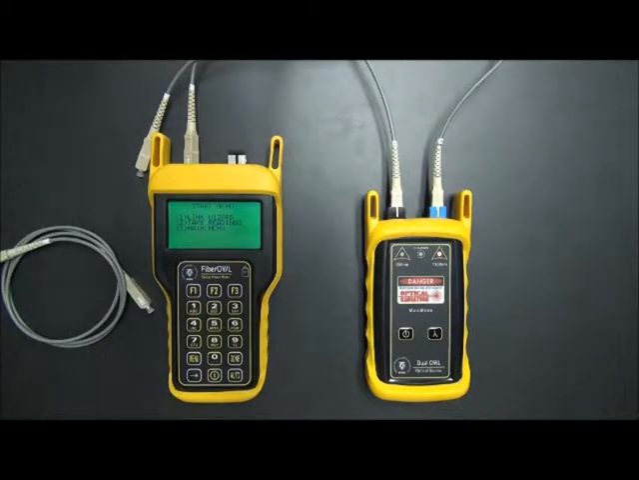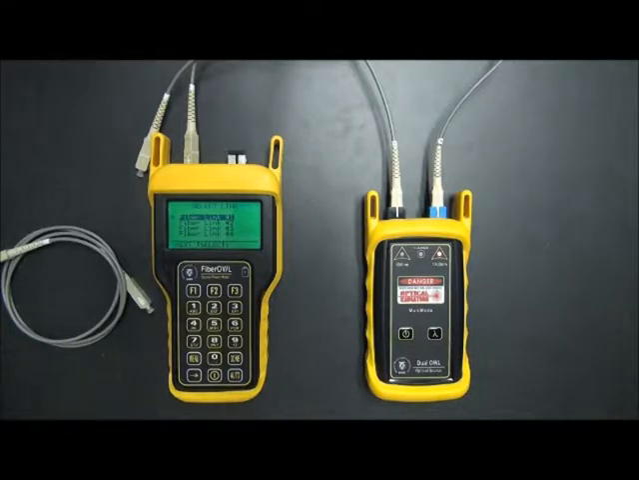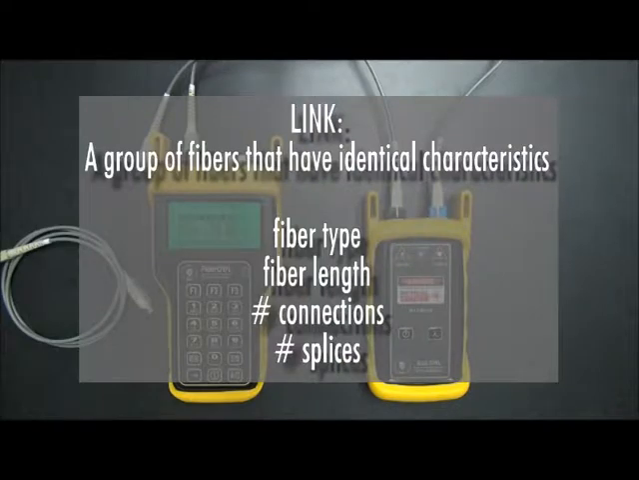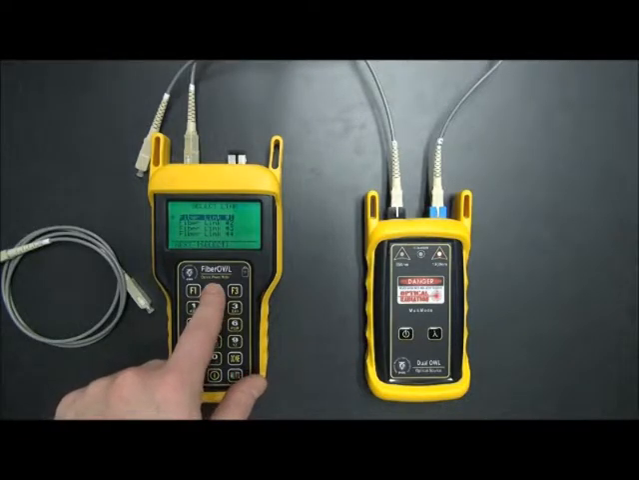Now, at the start menu screen here, you see that option 1 is the link wizard, which is what we need to do. So we press the number 1. Now, you'll see a screen come up that says select link. As far as the Fibril is concerned, a link is simply a group of fibers that have identical characteristics. So the same number of connections, same number of splices, same fiber type, same fiber length. And in the Fibril, there are actually 8 different link configurations that you can store. But what we're going to do is just select fiber link number 1. And we can do that by pressing F2 to select.